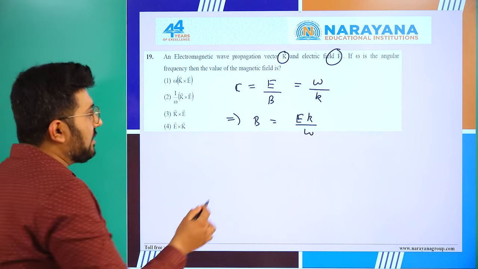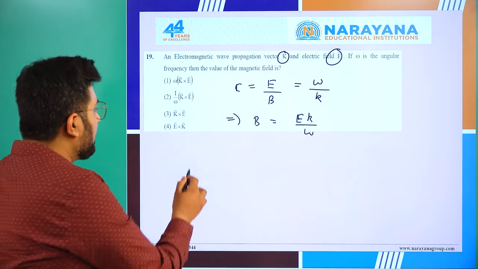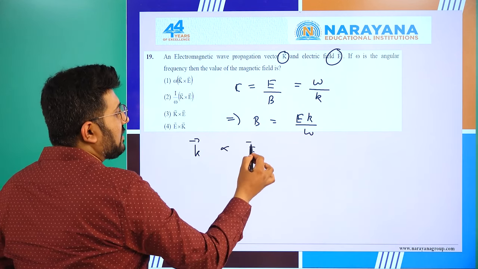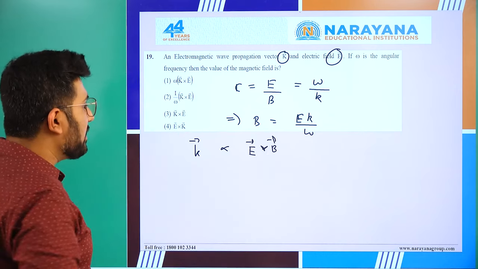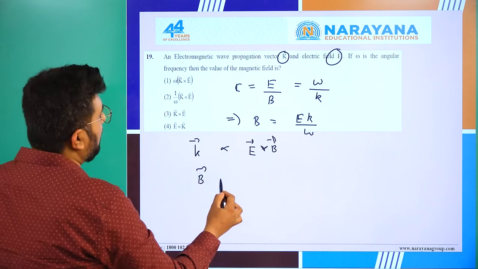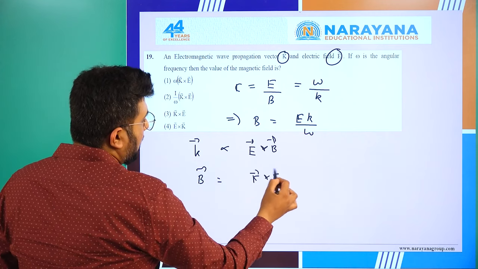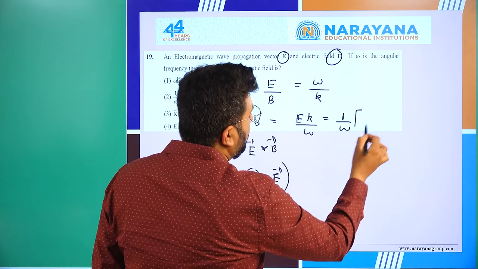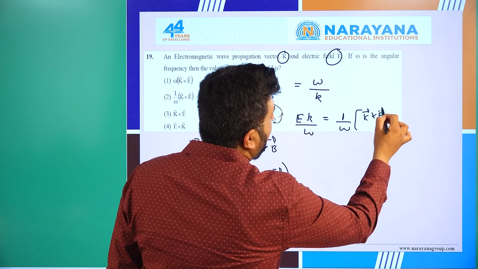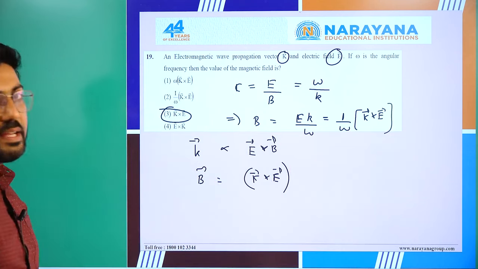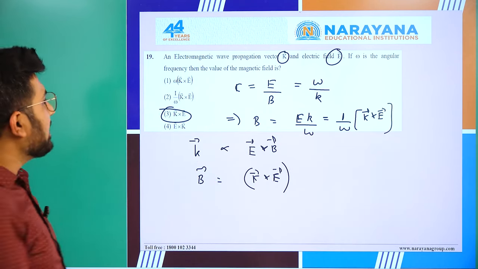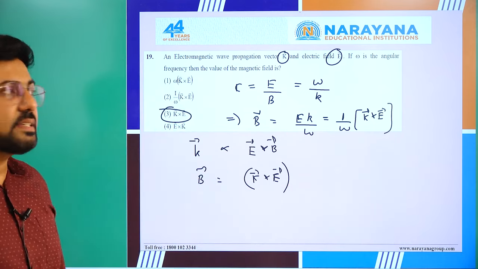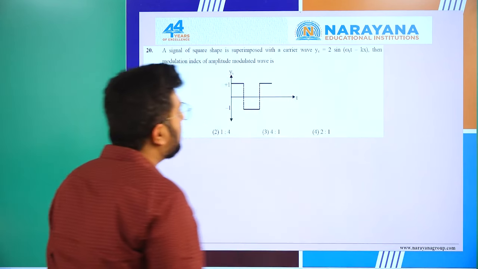So to find the direction, I know that the propagation vector should be along E cross B. In the same way, we can show that the magnetic field vector will be along K cross E. The magnetic field will be along K cross E. So I can just write this as 1 by omega into K cross E. So if I just need the direction, it will be along K cross E, and the magnitude of the magnetic field with the direction, if I want, then I will have 1 by omega K cross E. Let's go to the next question.